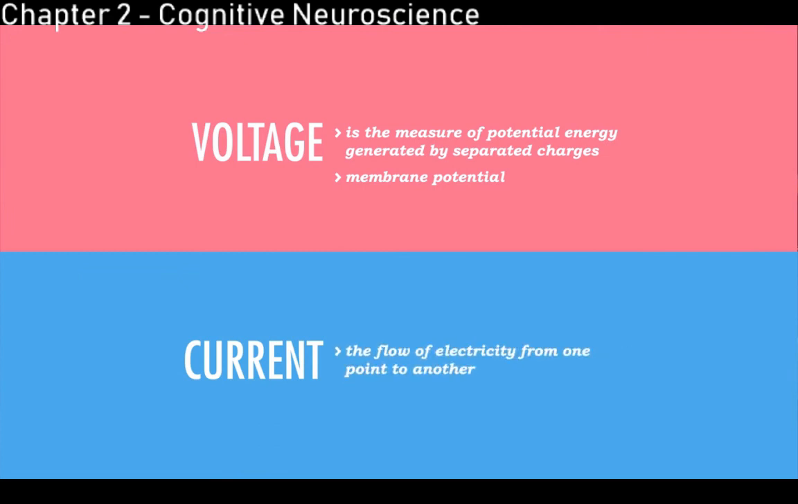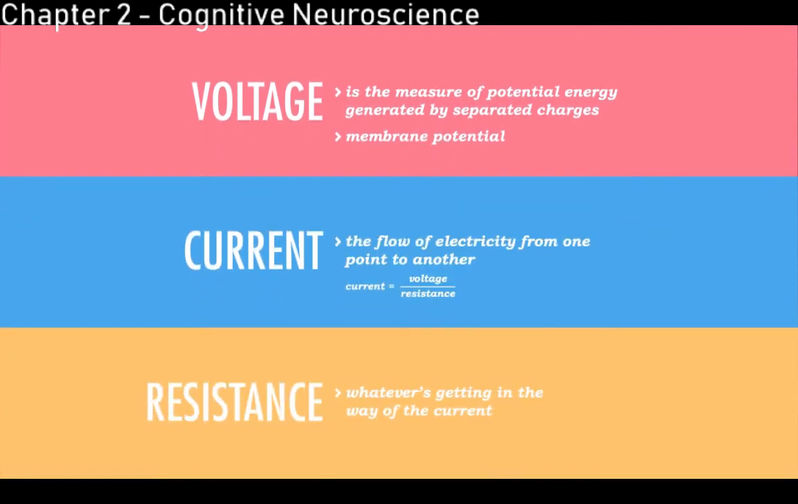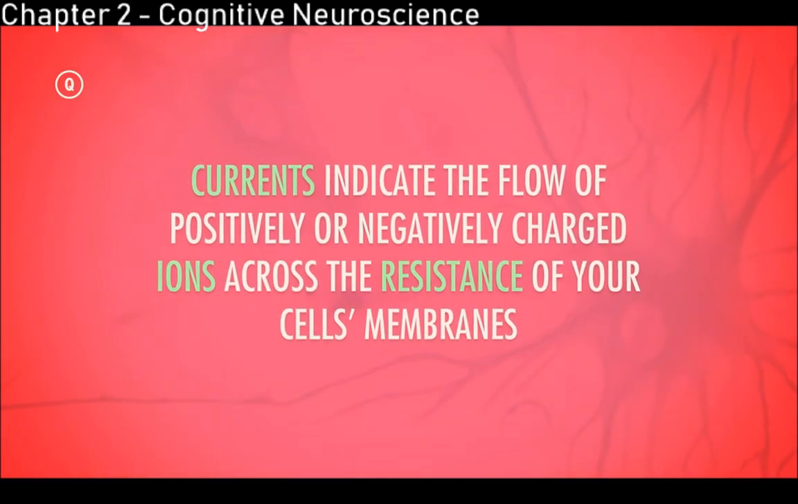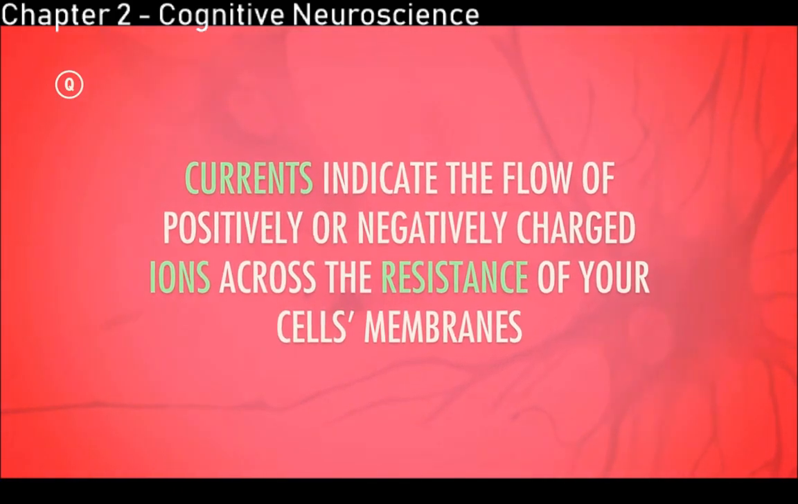The bigger the difference between the positive and negative areas, the higher the voltage and the larger the potential. And just like there's voltage in your body, there's also current, the flow of electricity from one point to another. The amount of charge in a current is related both to its voltage and its resistance. Resistance is just whatever's getting in the way of the current. Something with a high resistance is an insulator, like plastic, and something with a low resistance is a conductor, like metal. Now, when we talk about these concepts in terms of you, we're typically talking about how currents indicate the flow of positively or negatively charged ions across the resistance of your cell's membranes. And again, these membranes separate the charges, so they're what provide the potential to convert the electricity into something useful.